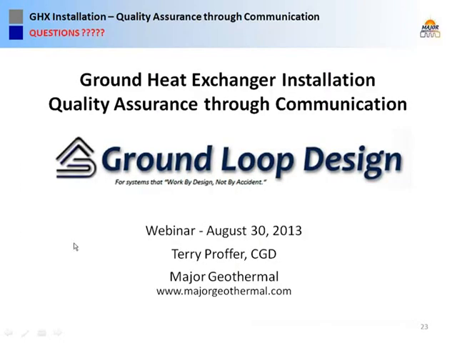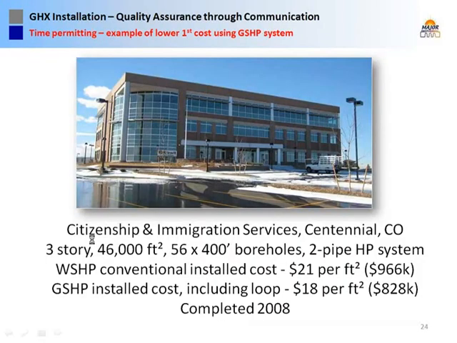And that's all I've got. I've got a few follow-up slides just to make a few points. This is a project where the ground source heat pump system, even including the ground loop, came in at a lower cost than the conventional boiler chiller system. And that's only a 46,000 square foot facility.